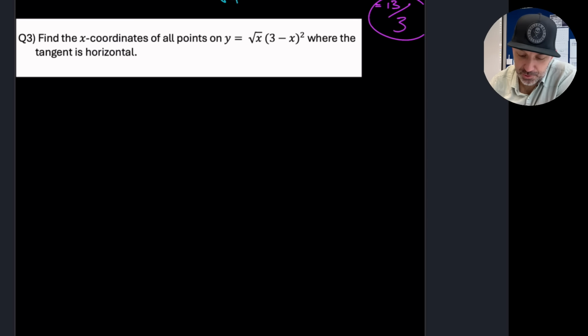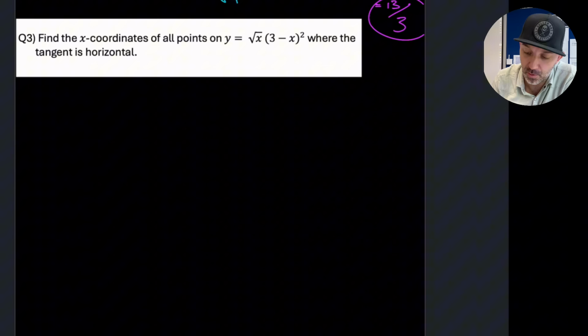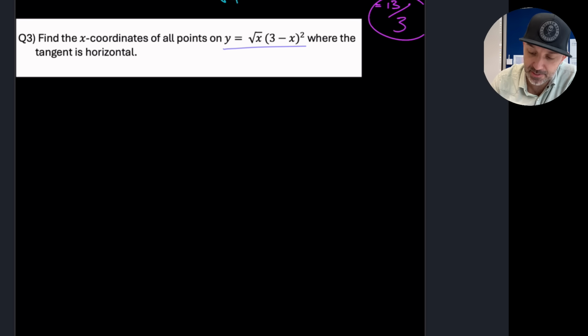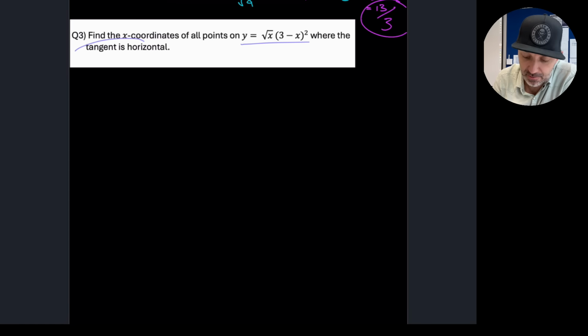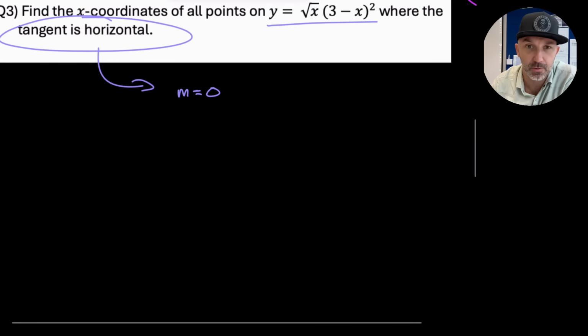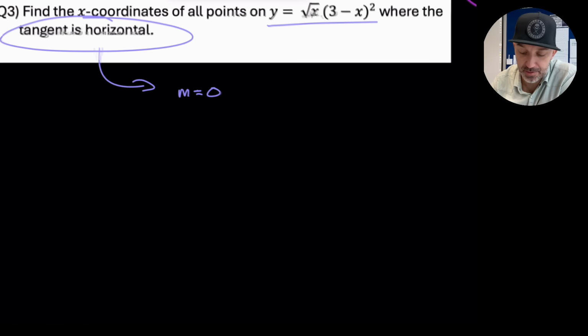Okay, let's have a look at question 3. Find the x-coordinate of all points on y equals root x times 3 minus x squared, where tangents are horizontal. So first thing to note here: if tangents are horizontal, that means that the tangents have a gradient of 0. A horizontal tangent has a gradient of 0.